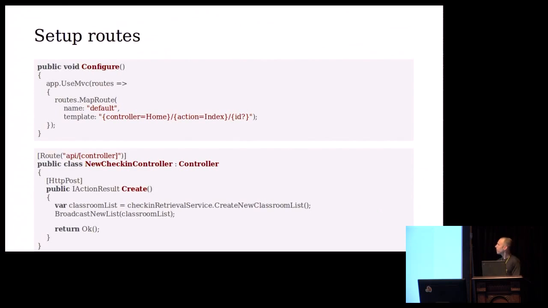The routing is pretty familiar to those who have used ASP.NET MVC before. Default MVC routing, and for the web API, we will use the web API attribute routing.